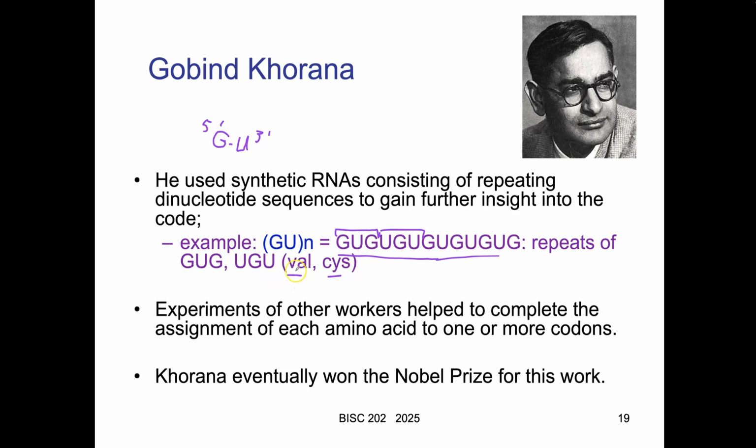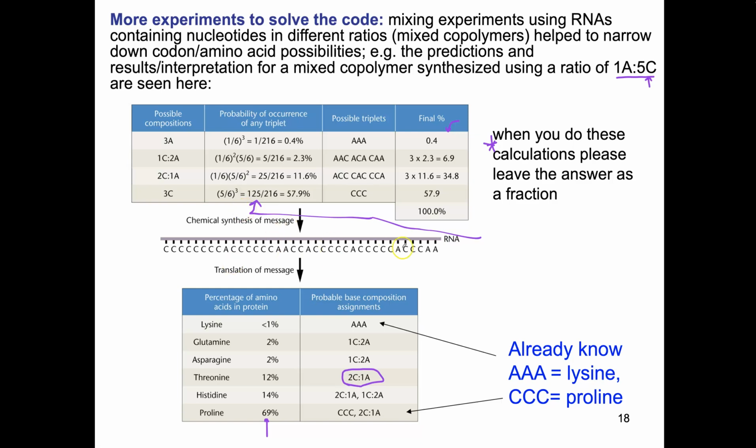And if you combine this information with information from experiments like this, that rather than A and C were actually using U and G, so you had 5 G and 1 U, for example. And then you tried to figure out the various codons, and you could use this kind of a table, except of course with the correct amino acids for G and U combinations.